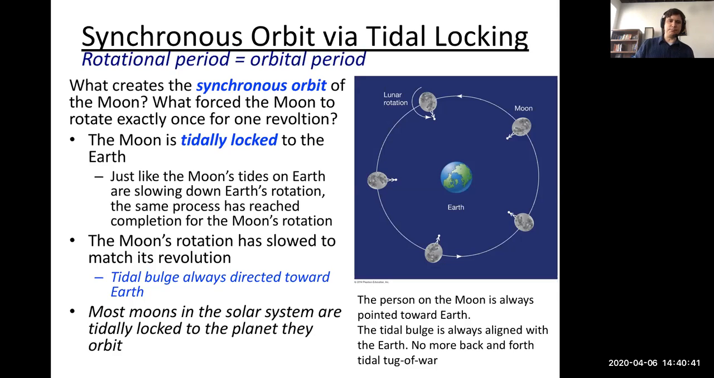The thing that was forcing this to happen was the tidal interactions, the tidal locking process, so that we always have the tidal bulge oriented in the same direction towards the Earth. We always see the same face of the moon, and the orbital period matches the rotational period.